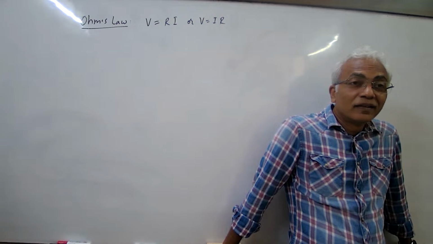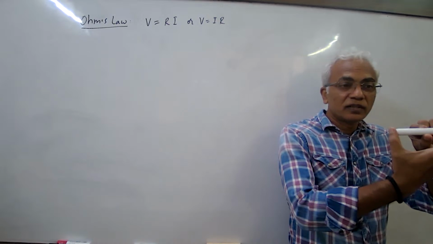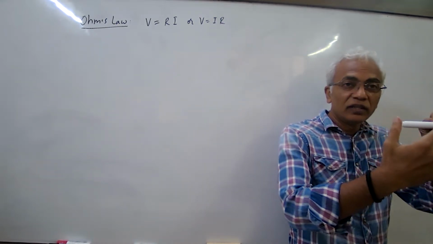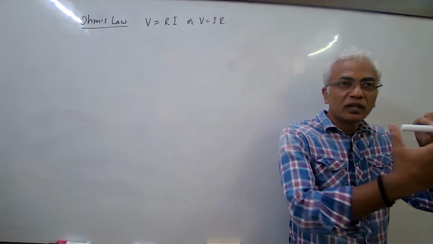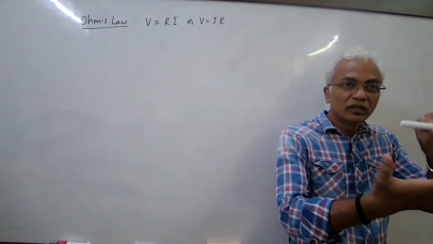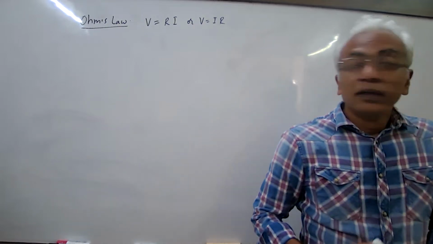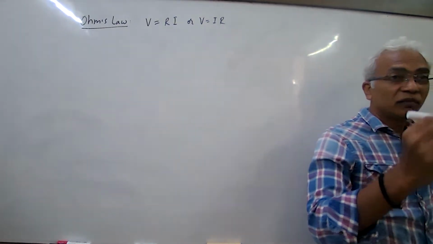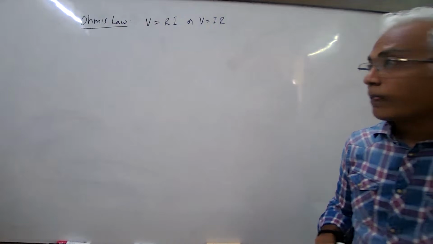It means that if the potential difference applied across the conductor is increased, then current will increase in the same proportion. Meaning, if you double the potential difference, current will also become double. And this will happen only when the temperature of the conductor remains constant. So, this you have to understand.